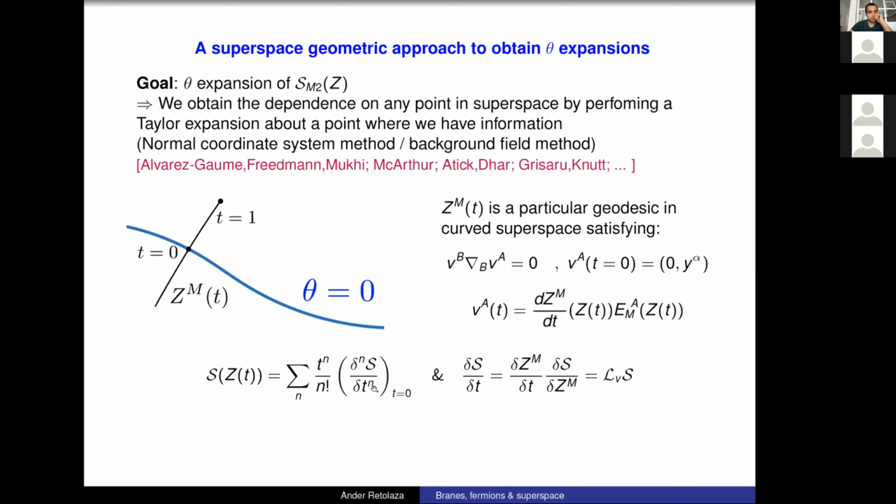So I obtain a typical Taylor expansion, and I see that basically these variations of my superfield with respect to the parameter t can be written in terms of Lie derivatives. So the approach to obtain the theta expansion of any superfield is basically to iteratively act with a Lie derivative, a Lie derivative with the vector E being this one here. So that's the normal coordinate method, and by doing this, you can obtain the theta expansions that we will need in order to construct the action.